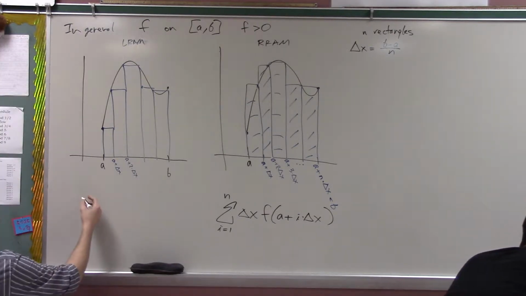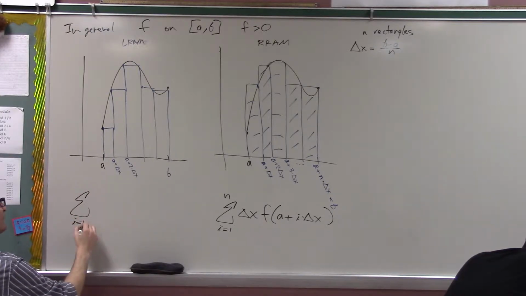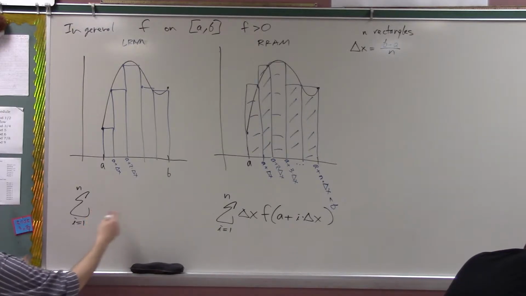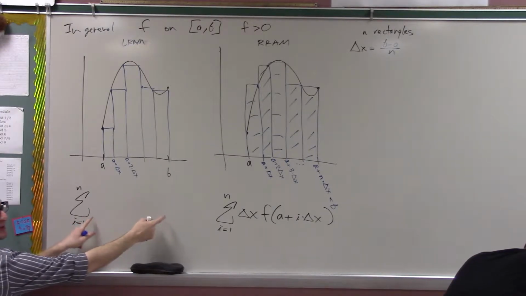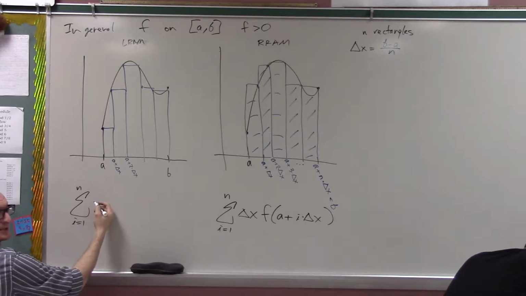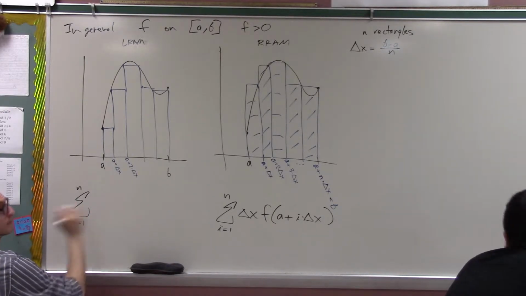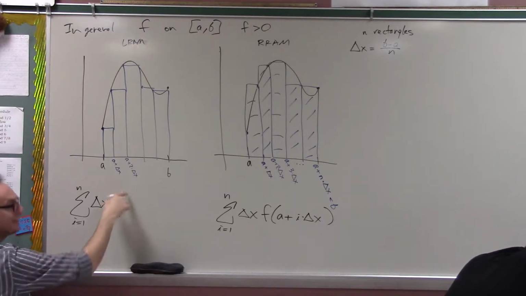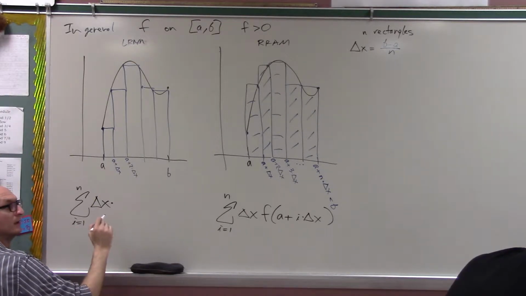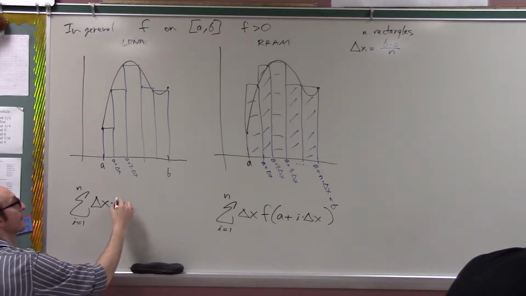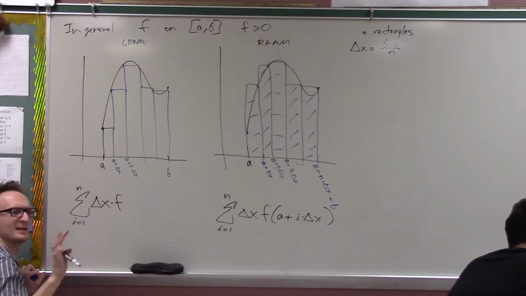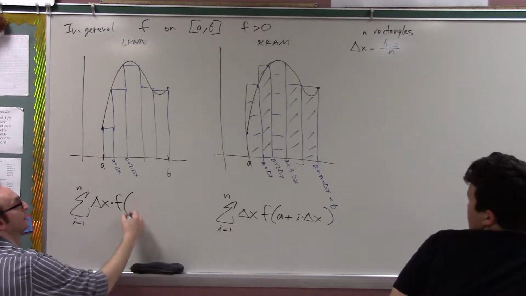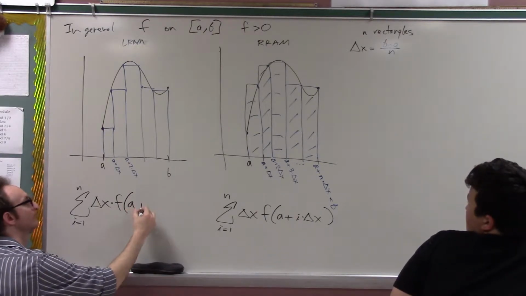Let's see if you can do this. If I'm going to take the sum from i equals 1 to n, now I need an expression for the area of the ith rectangle. The width is still delta x, but the height is, this gets kind of technical, but I think you guys can handle it. It should be f of a plus.